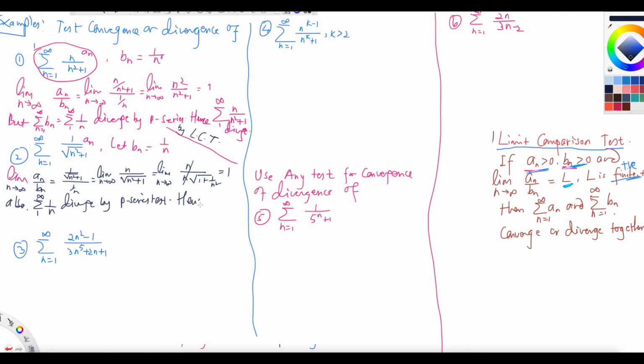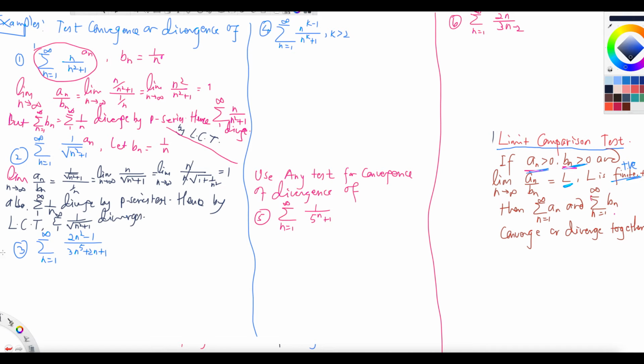Hence, by the limit comparison test, either both of them converge together or diverge together, because the limit of the ratio of the nth terms of an and bn is a finite positive number. The summation from 1 through infinity of 1 over root under n square plus 1 also diverges.